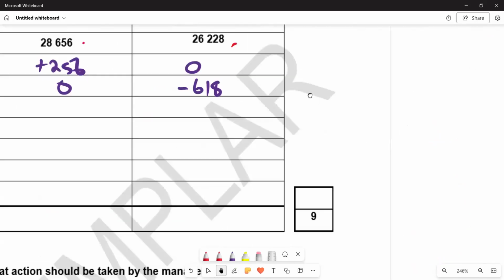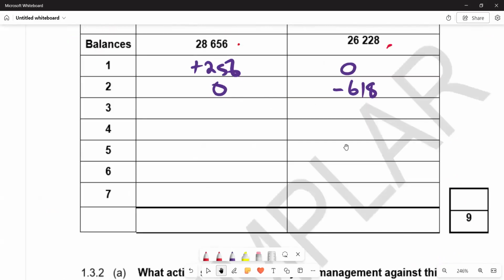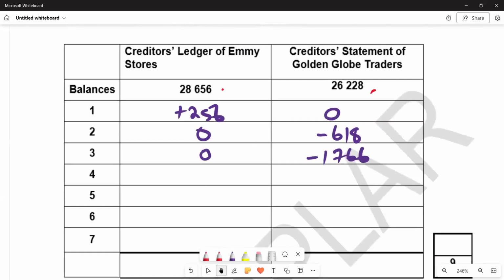So we are saying we are having no effect again in the ledger, but the effect is a negative 1,766 on the statement. And then we go to 4.